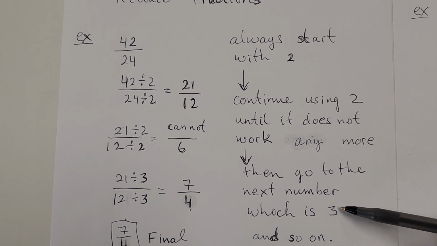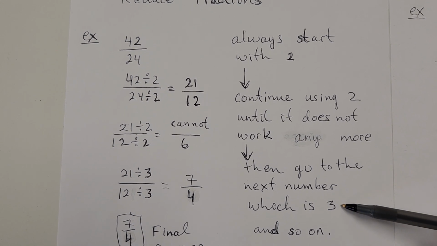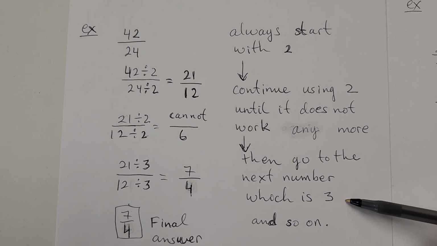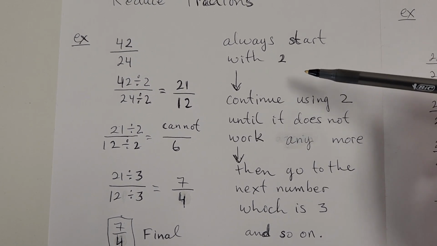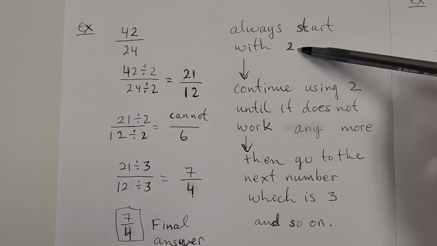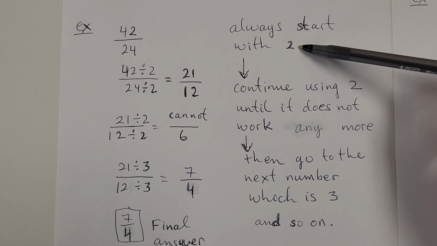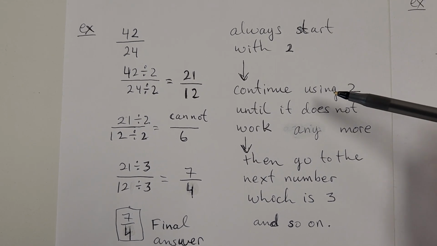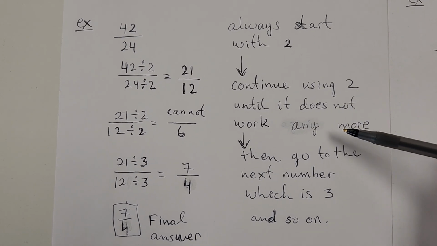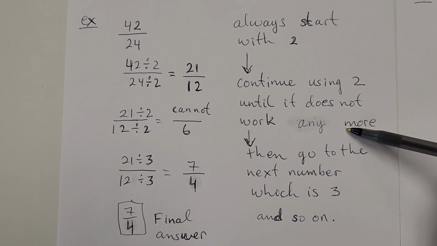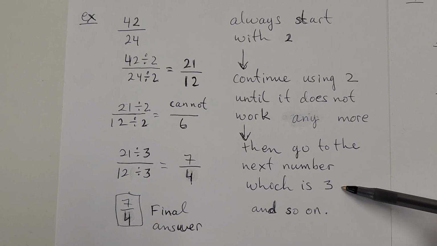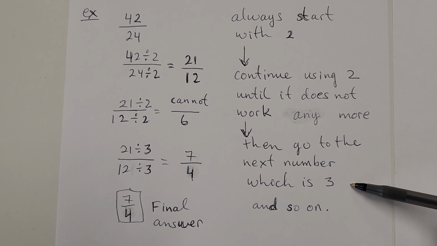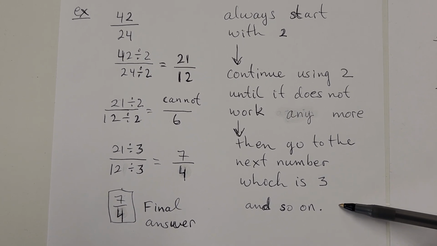And then go on to 3. If 3 doesn't work, go on to 4. If 4 doesn't work, go on to 5, and so on. One more time. When you reduce fractions, always start with 2. Continue to use 2 until it doesn't work anymore. Then go to the next number, which is 3. If 3 doesn't work, go to 4. If 4 doesn't work, go to 5, and so on.